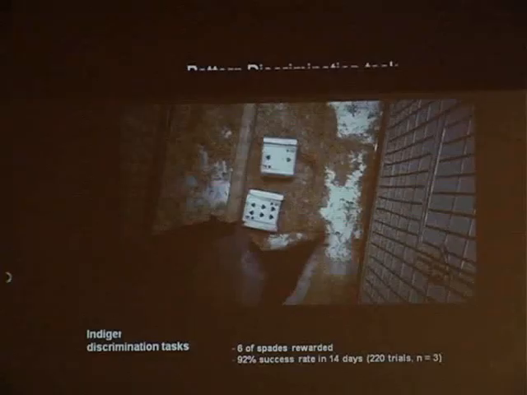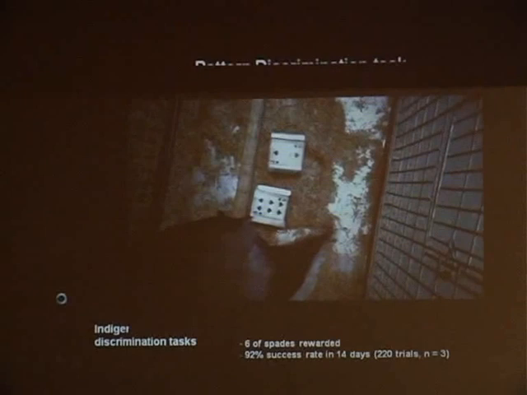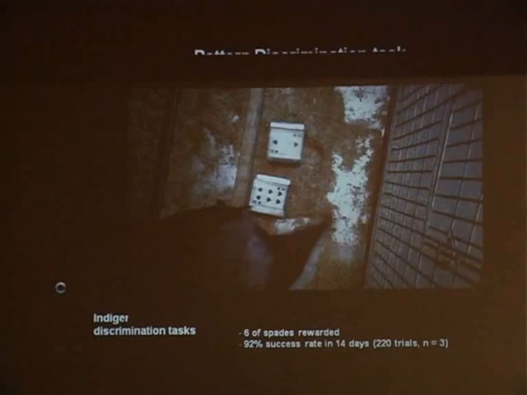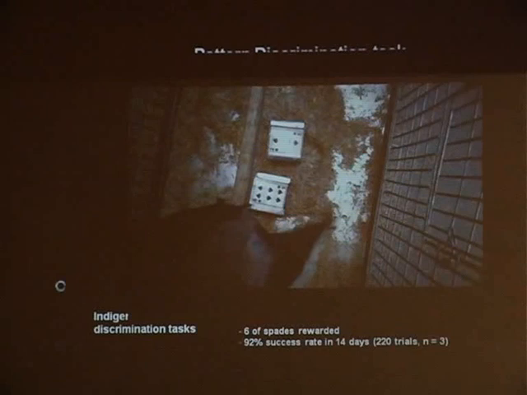I don't know if this is stopped, but in any case, what you can see is that the crow goes immediately down to the six of spades, opens it, pulls out the food that is present inside that box, and then goes right back to the perch because he knows the other one is not mated.